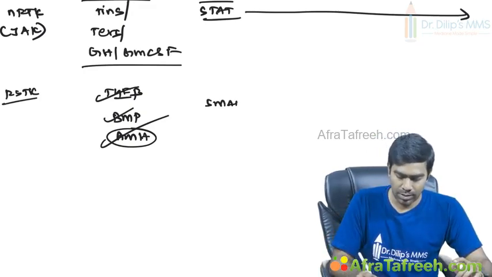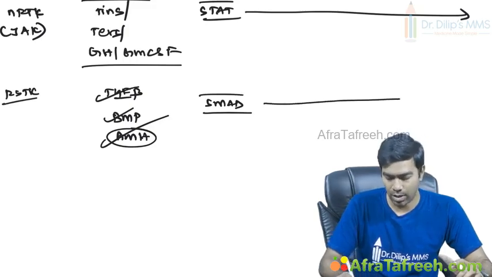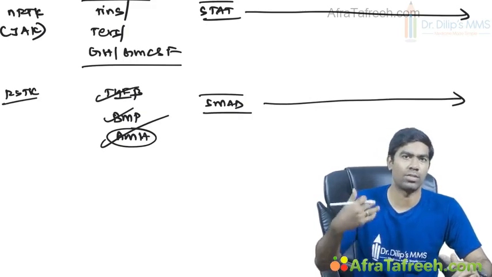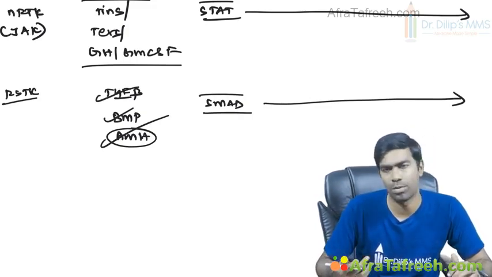And you know what are the substrates for this, SMAD, and it's going to continue throughout, which means this SMAD is the one that will act as second messenger and SMAD is the one that's going to act as a terminal protein also in this pathway.